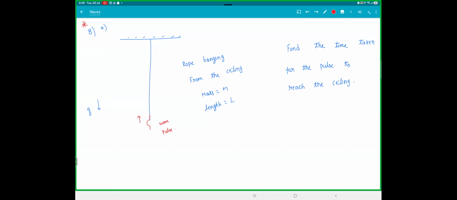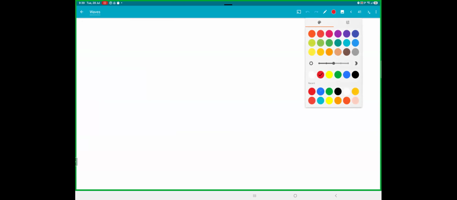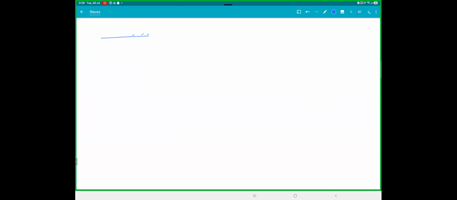So how do we do this? First, let's find the tension. If you take the rope here at a distance x from the bottom, see if you cut it here, the tension at this point is because of the weight of this rope, isn't it?